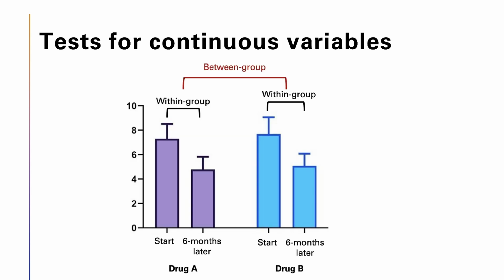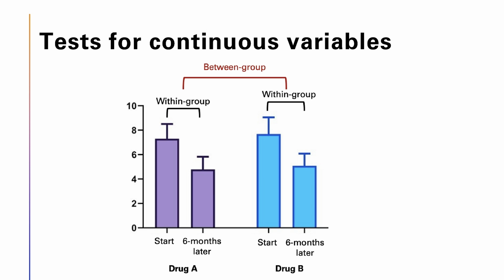Okay, let's look at continuous variables. First of all, we see how many groups are being compared. If there are more than two groups, we use either ANOVA or Kruskal-Wallis, depending on whether it's normally distributed or not. If there are just two groups being compared, we need to check if the comparison is within group or between group. Let me give you an example to explain this.